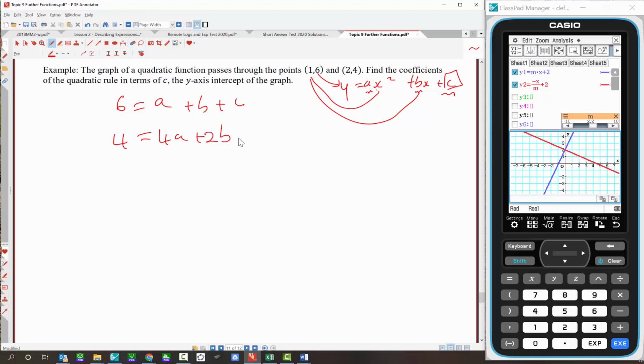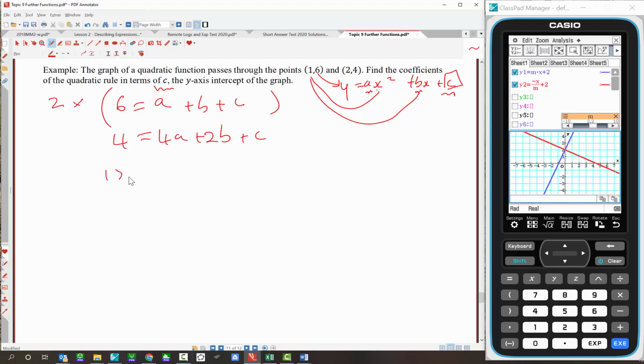We get that right? 2 goes in for x, plus c. Alrighty. So what I'm going to do is, when I state either a or b, I'm allowed to state it in terms of c because that's what this question says. So I'm going to run an elimination. I'm going to eliminate b, and that will get me a, which I can then transpose to make it in terms of c. So I'm basically going to multiply all of this by 2.